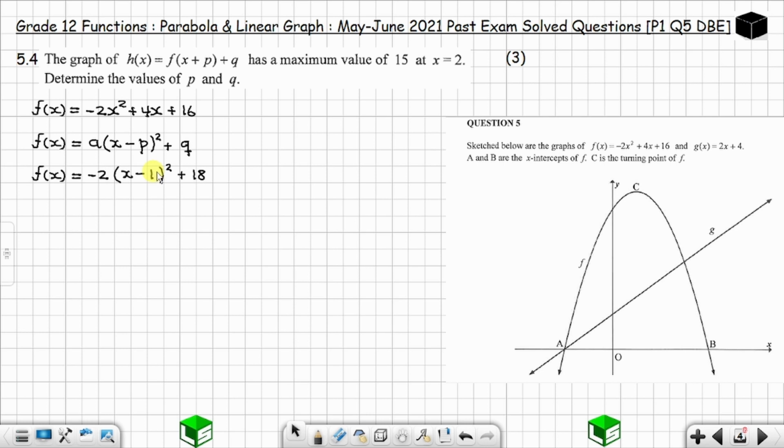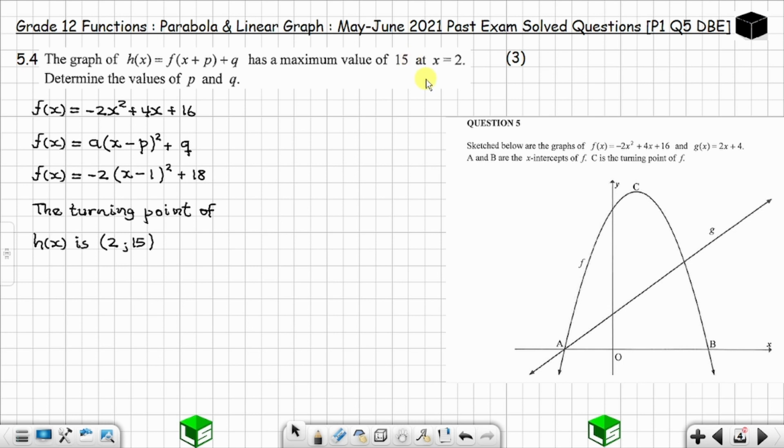So this is the p and q for f, but we are interested in finding p and q for h, because you can see f is a function inside h. So the turning point of h of x is 2 and 15. According to this information, you have h of x has a maximum value of 15 at x equal to 2. So this tells you that the turning point of h of x is 2 and 15. 2 is the x coordinate, 15 is the y coordinate.